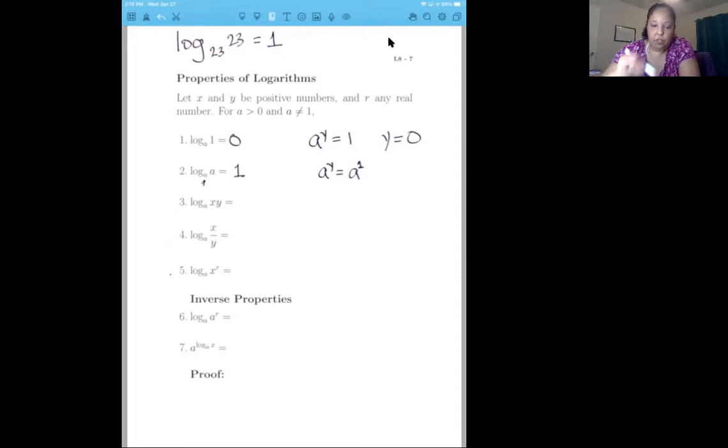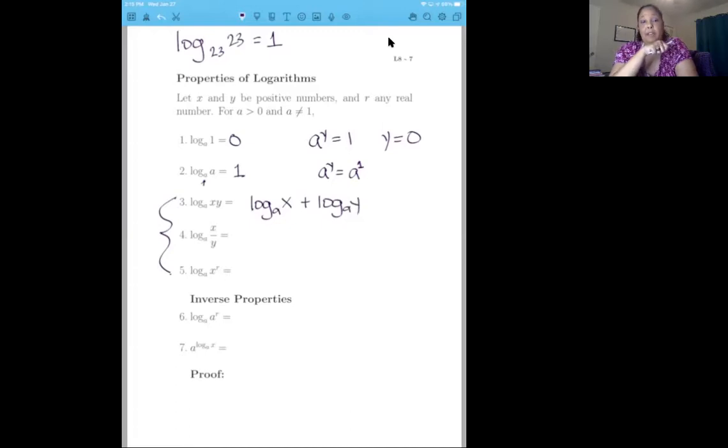All right, so the 3 that are important that you will see a lot: if I have log base a of xy, it doesn't matter what the base is, but I have 2 things being multiplied together. This does not mean log base a of x times log base a of y. It has to be log base a of xy, 2 things being multiplied together. Then that is the same thing as log base a of x plus log base a of y. So you can write them as addition.